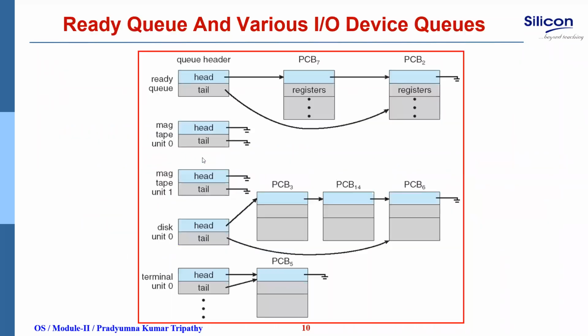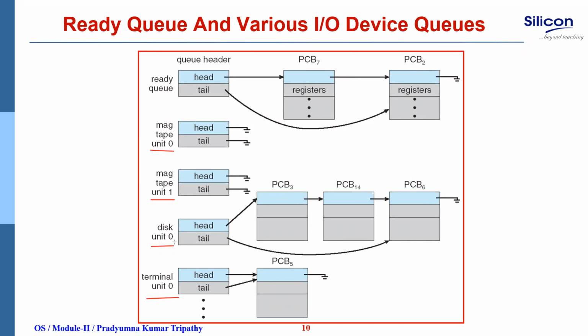Correct? Just see over here. Suppose I have some devices like magnetic tape. There are two magnetic tape units, magnetic tape unit 0 and magnetic tape unit 1. I have a disk unit 0 and a terminal unit is also there. I have 4 devices over here. All these 4 are in the device queue.